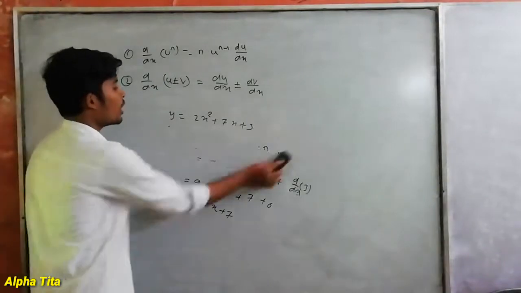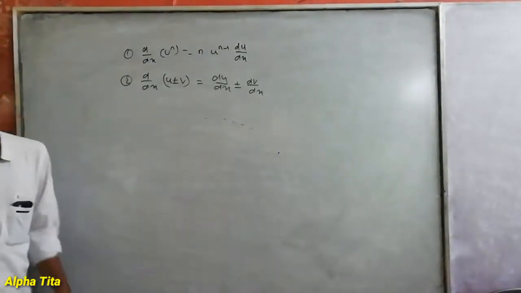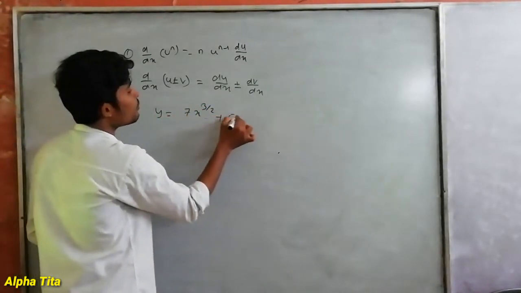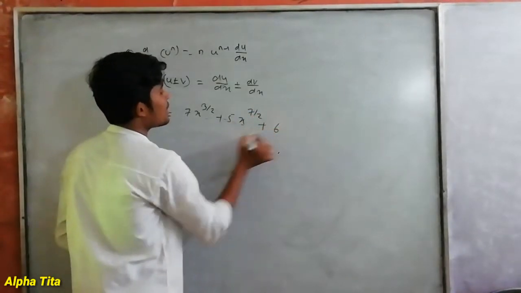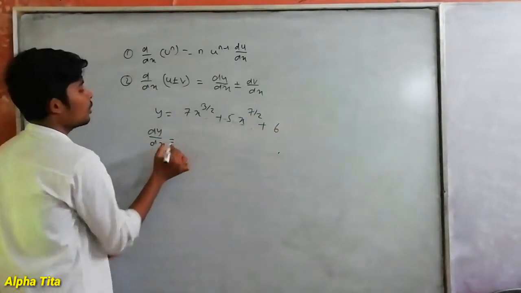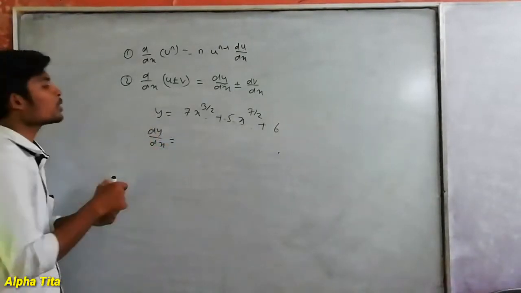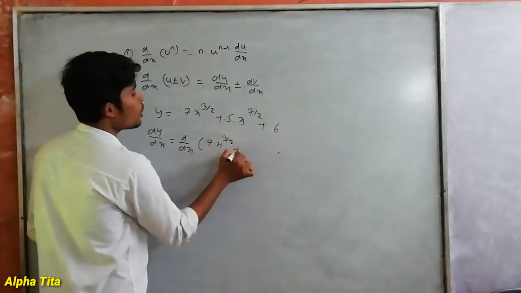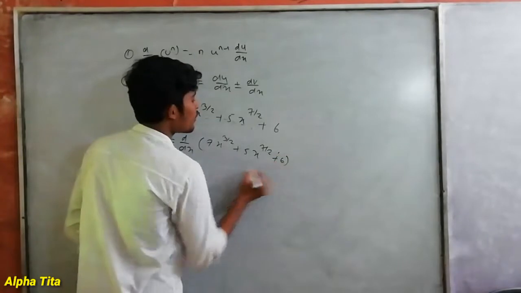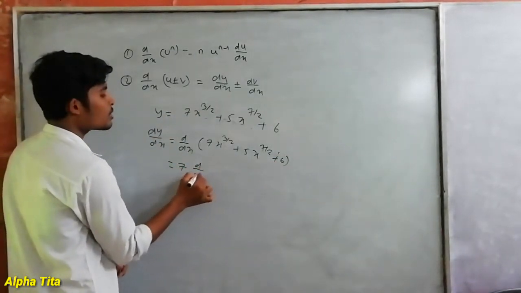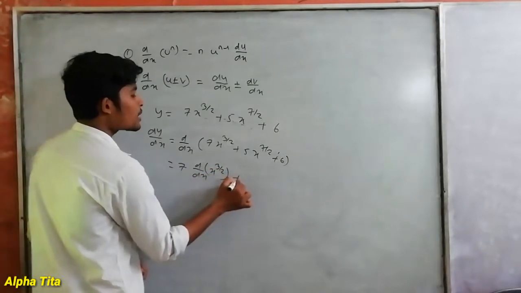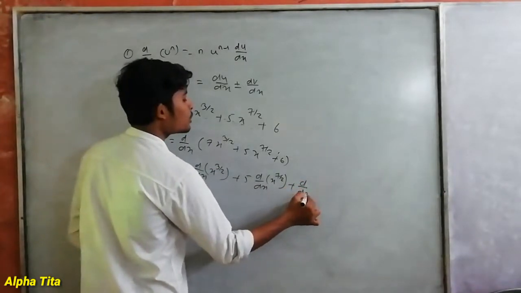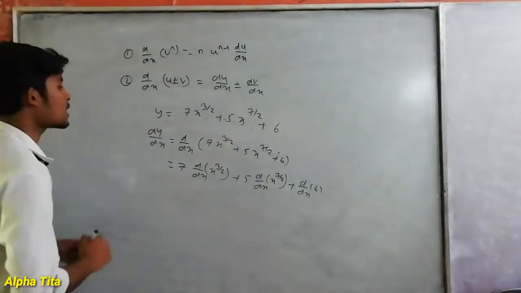If the question is y equals 7x to the power 3 by 2 plus 5x to the power 7 by 2 plus 6, then what is dy by dx? Simply you get d by dx of y. What is y? 7x to the power 3 by 2 plus 5x to the power 7 by 2 plus 6. And what do you get? 7 d by dx of x to the power 3 by 2 plus 5 d by dx of x to the power 7 by 2 plus d by dx of 6, a constant.